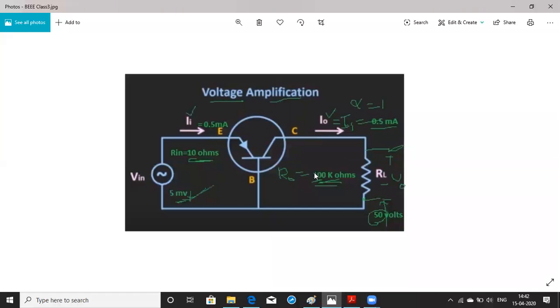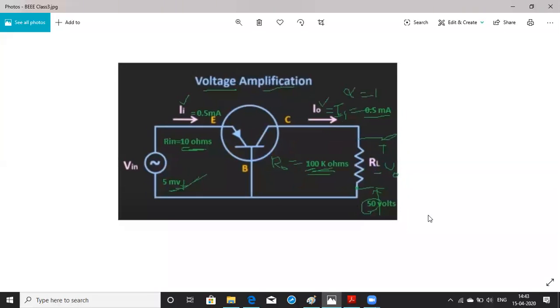We already know that the output resistance is very high. Therefore, considering the alpha factor, that is the gain factor, equal to 1, you are going to get the output current also equal to 0.5 milliamperes, right? Therefore, the output voltage will be approximately 50 volts.